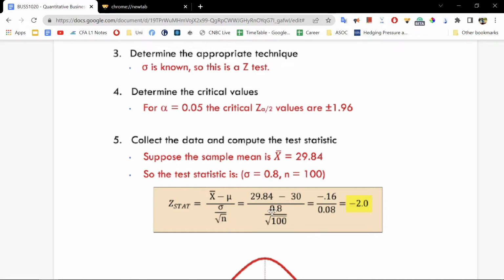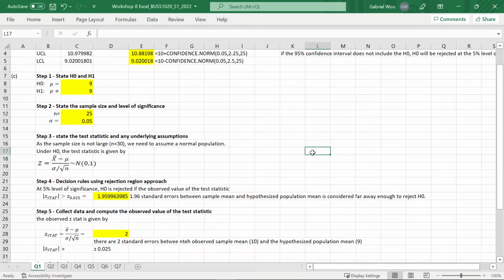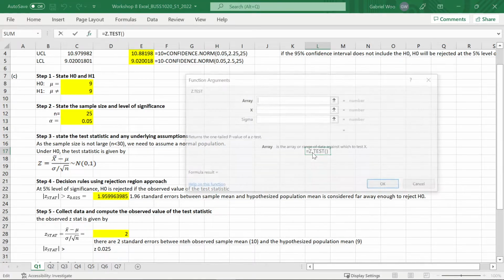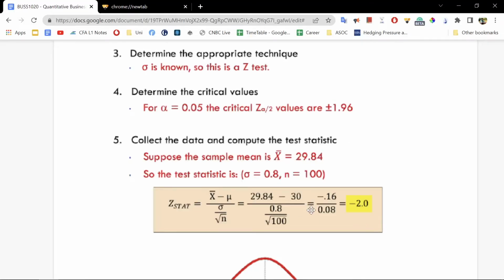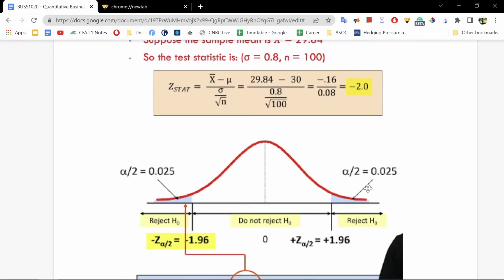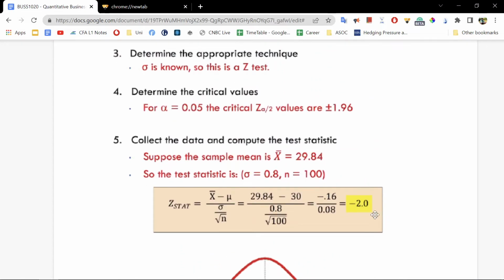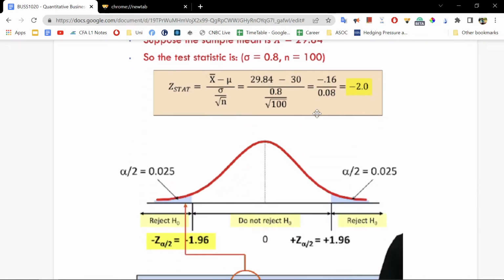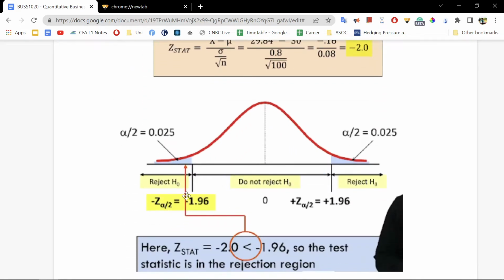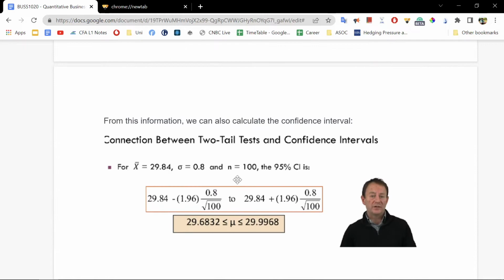Using the z-stat, we can calculate this. So the z-stat right here is -2. Now, -2 lies more left, more negative than the critical value, so it is within the rejection region. Therefore, we reject the claim.